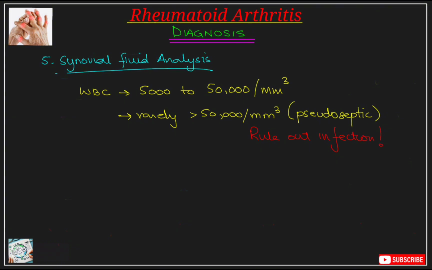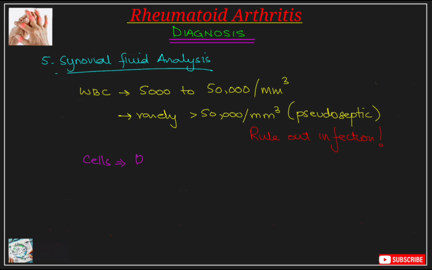In such cases, it is crucial to rule out true septic arthritis, which can rapidly destroy the joint if not properly treated. If a patient presents with a very high WBC count in the synovial fluid and severe joint symptoms, urgent gram stain cultures and possibly joint aspiration should be performed to exclude a bacterial infection.